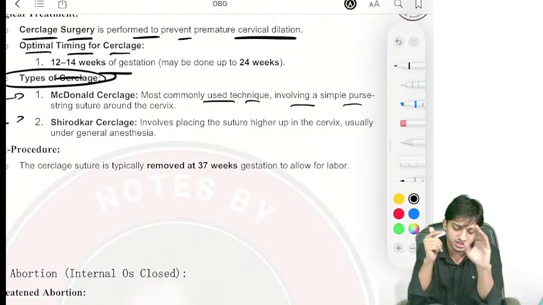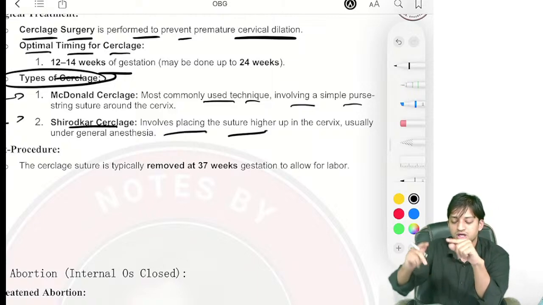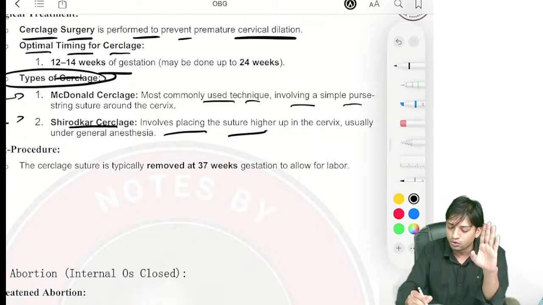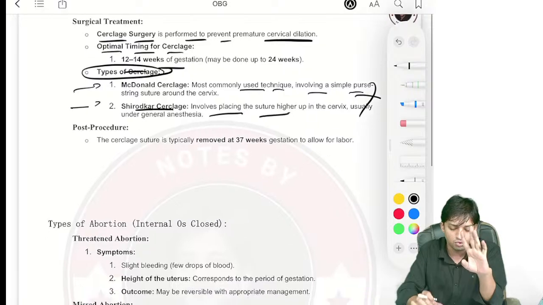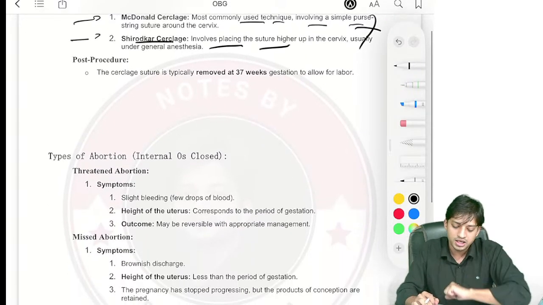McDonald cerclage, very easy. Shirodkar cerclage involves placing the suture higher up in the cervix, usually under general anesthesia. No need to read the definition part. They don't ask you. Just remember the names, more than enough. McDonald cerclage and Shirodkar cerclage. Done.